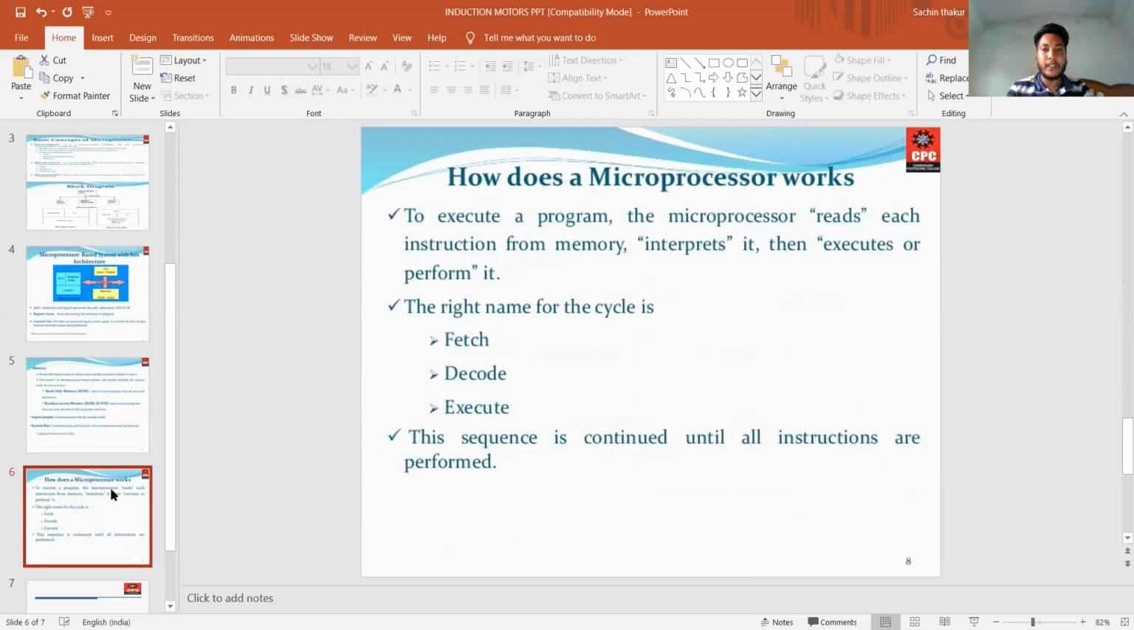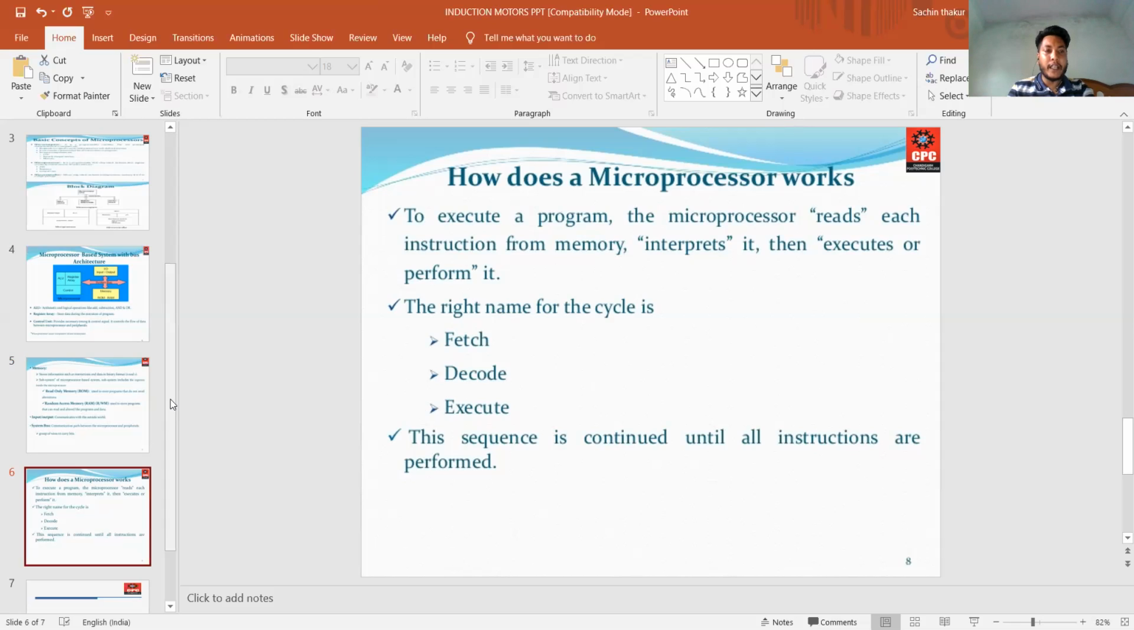And how does this microprocessor work? The microprocessor works simply when we execute the program. The microprocessor reads each instruction from the memory, that is, the data we store in the memory, interprets it, and then executes or performs it. Firstly, we enter the data in memory, and then the microprocessor reads and interprets it, and then executes it. The right name for this cycle is fetch, decode, and execute. This sequence is continued until all the instructions are performed.